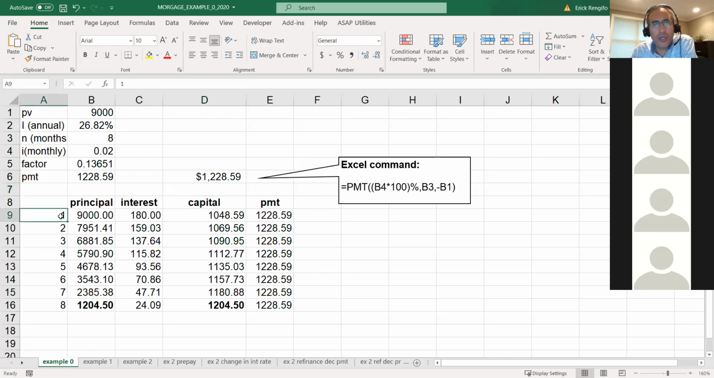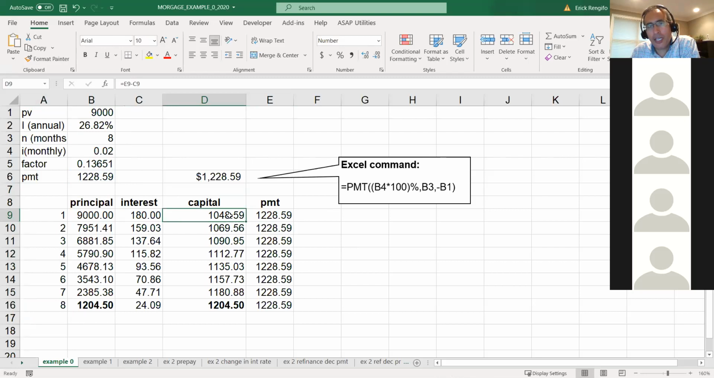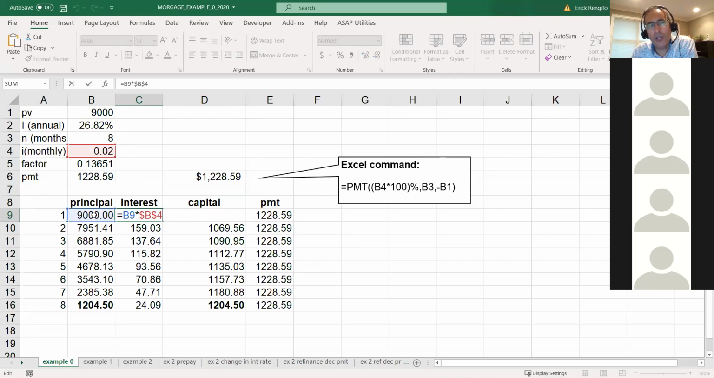Now, how do we build our schedule table? Basically, this is what we do. We have 1, 2, 3, 4, 5, up to 8 months. I start with 9,000 principal. The payment, you simply copy all over the place. It's going to be B6 every time, so that's why it's with dollar signs. Then you copy down. My capital, guys, is a residual value. This means the payment minus my interest always gives me my capital. And the interest is simply how much money I have used from the bank: for the first month, $9,000.